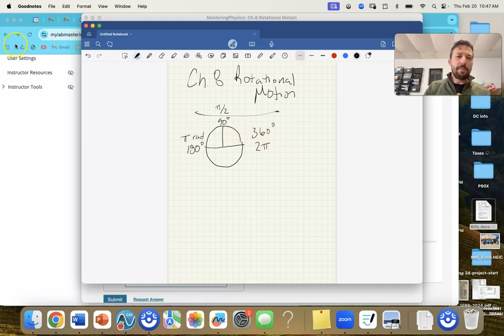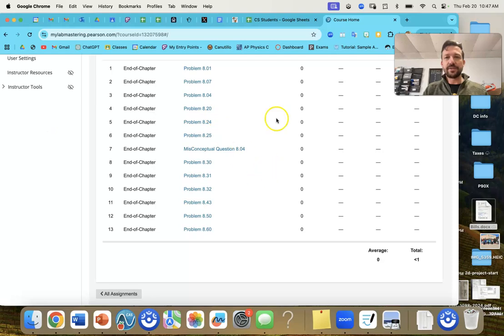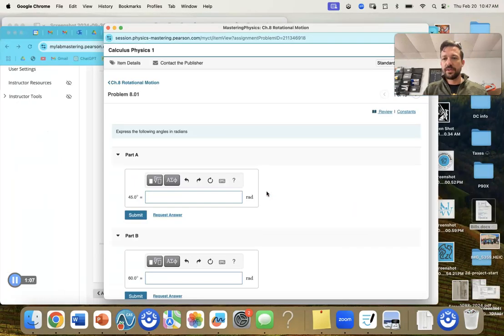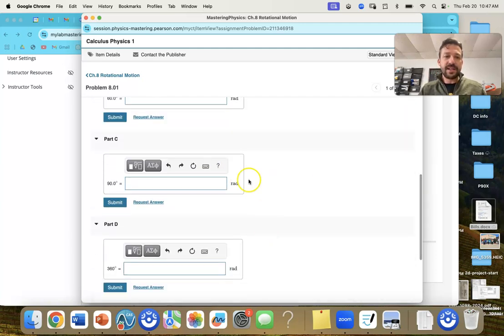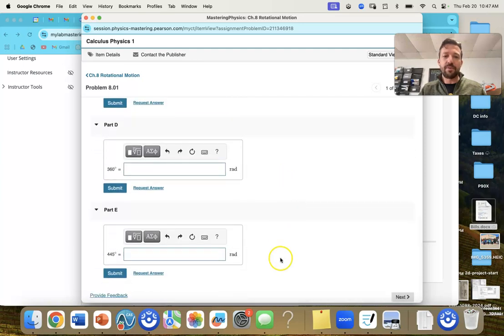So how would you go about switching any of these? I would personally say you can bring up an image of a unit circle. I'm sure you guys have one from calculus. You can just memorize them, like 45, 60, 90, 360. These first four are super easy. The 445 is a little different.